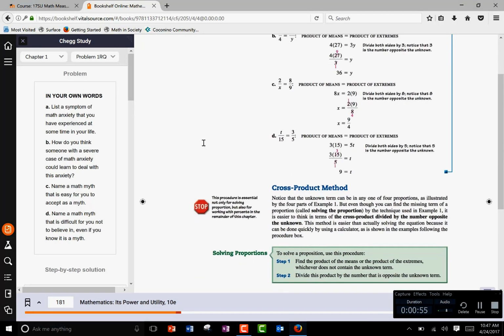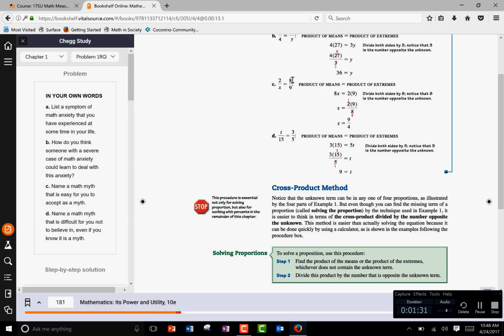So we're going to solve the proportion using the cross product method. In order to use the cross product method, step 1 says find the product of the means or the product of the extremes, whichever does not contain the unknown term. Divide this product by the number that is opposite the unknown term. So what we're going to be doing is take the two numbers that are across from each other that don't have the letter in them, multiply them, and then divide by the number that is with the letter. So let me just put those problems on a piece of paper for you so that you can see them.